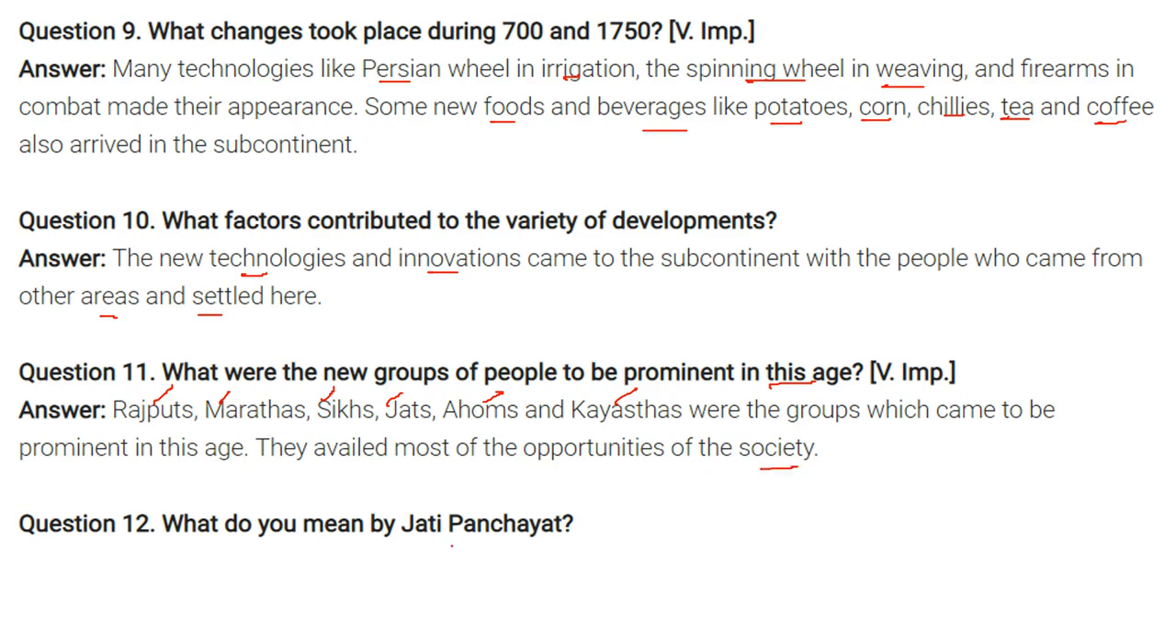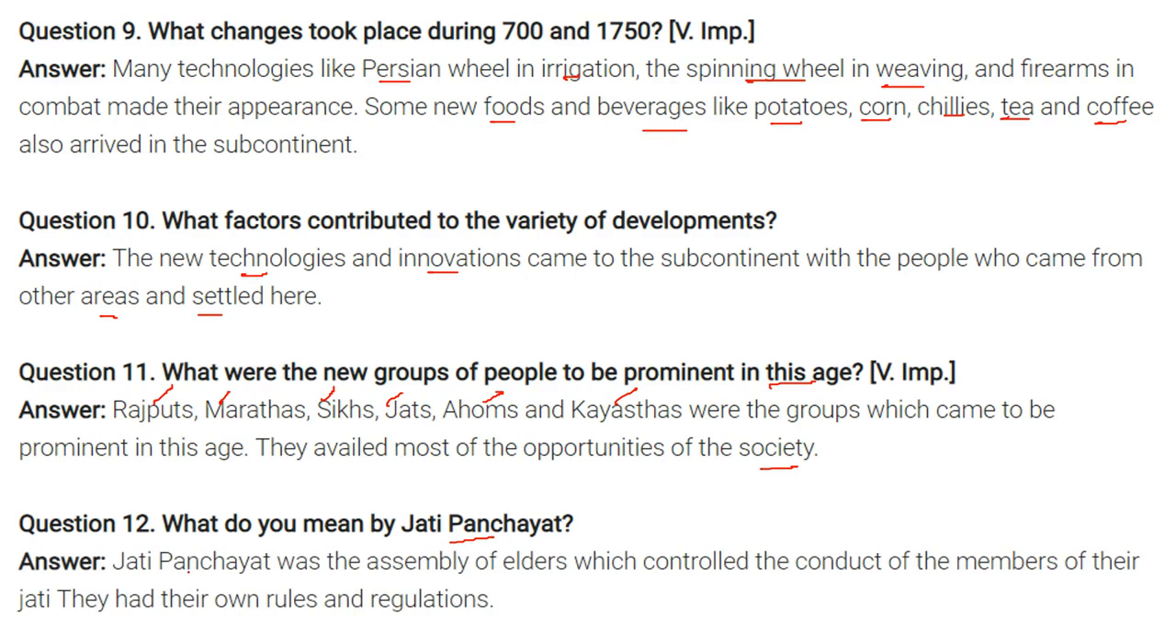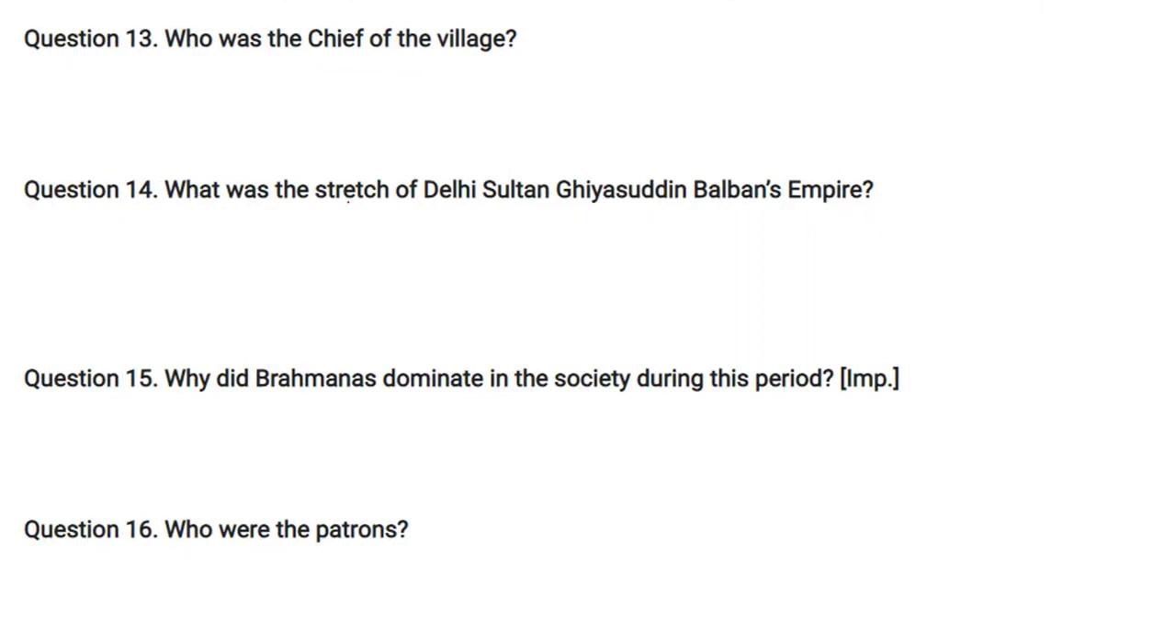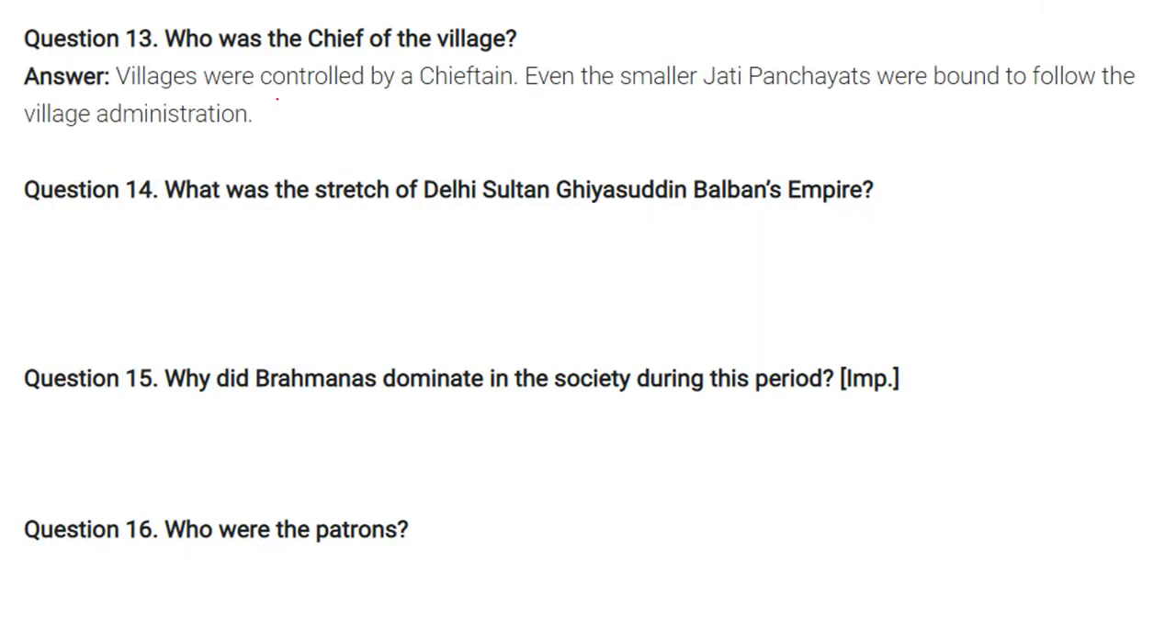What do you mean by Jati Panchayat? So Jati Panchayat was an assembly of elders who controlled the conduct of the members of their Jati, and they had their own rules and regulations. Who was the chief of the village? So villagers were controlled by a chieftain. Even the smaller Jati Panchayats were bound to follow the village administration.